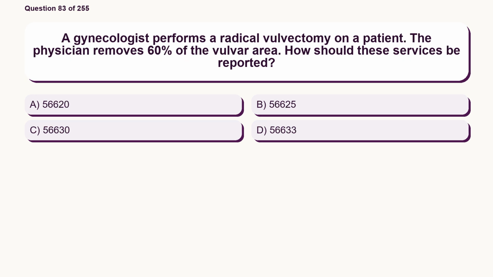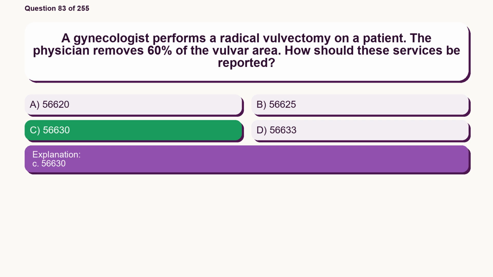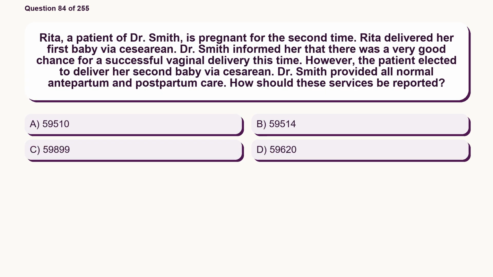Question 83. A gynecologist performs a radical vulvectomy on a patient. The physician removes 60% of the vulvar area. How should these services be reported? Option A, 56620. Option B, 56625. Option C, 56630. Option D, 56633. The correct answer is option C, 56630.